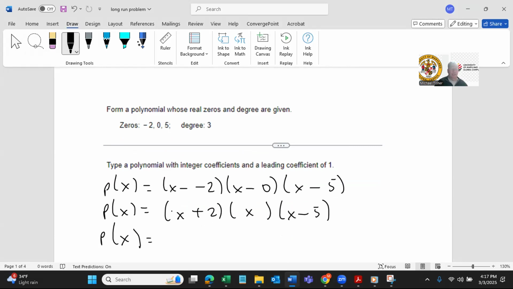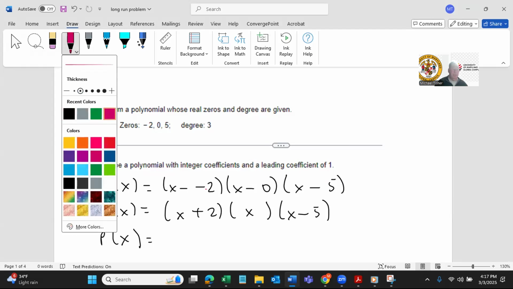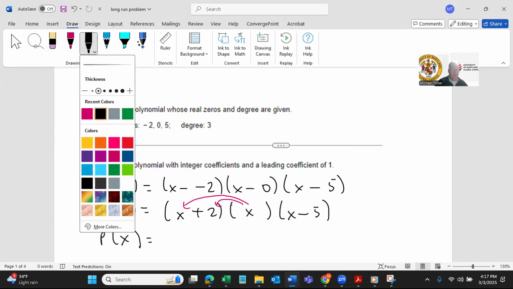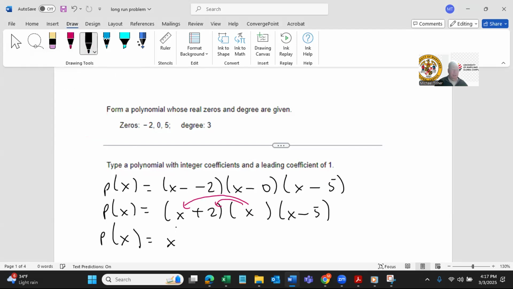So let's do x times x plus 2. So we'll distribute the x right here. X times x is x squared, plus x times 2 is 2x. And now we'll go ahead and multiply this entire expression of x squared plus 2x by x minus 5.